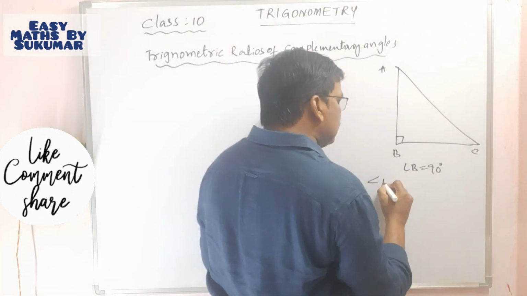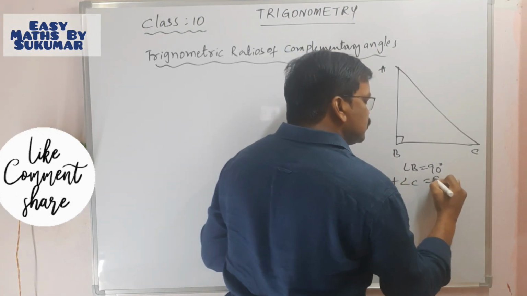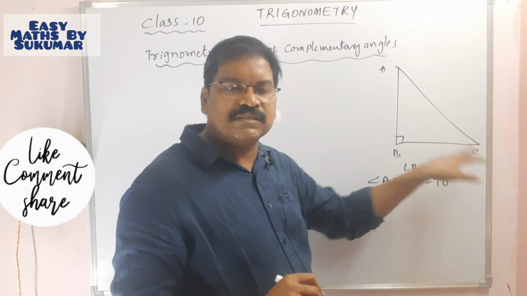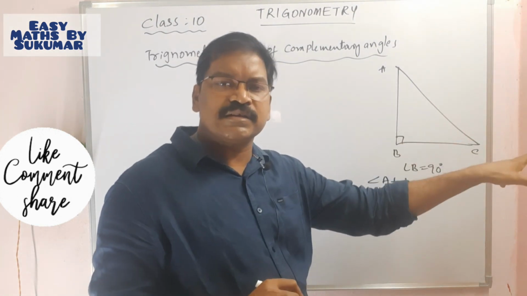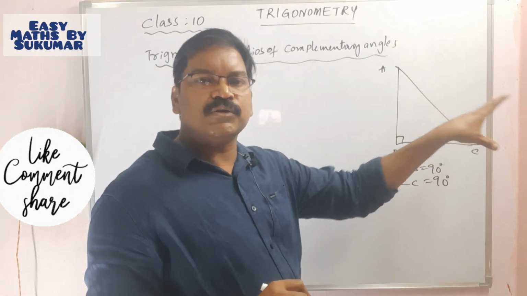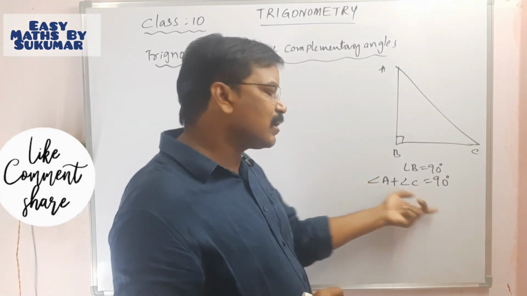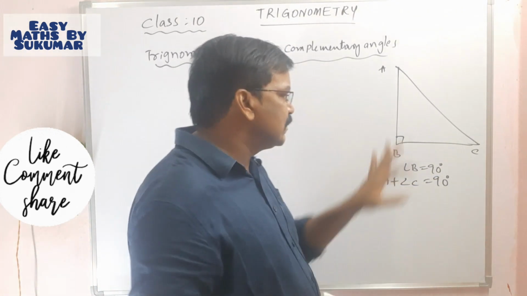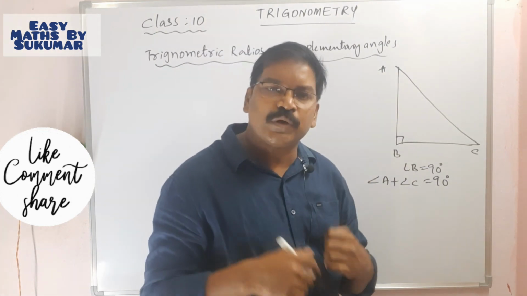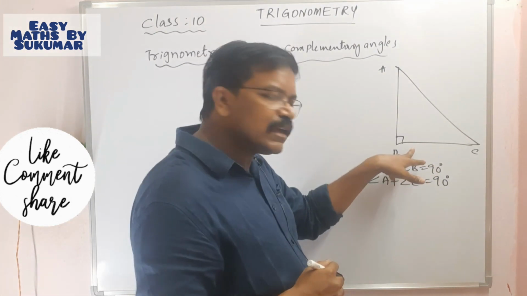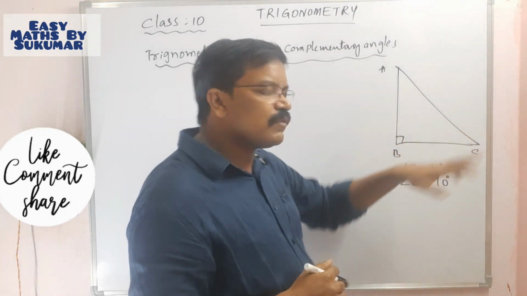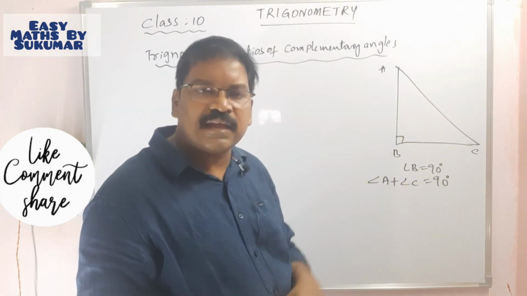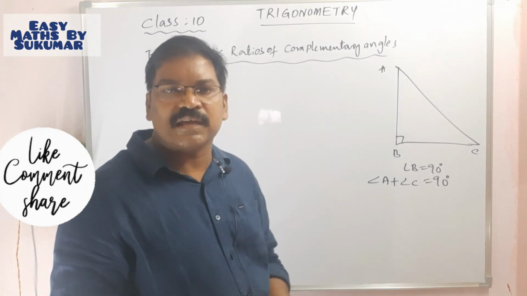So here angle A plus angle C is equal to 90 degrees. The sum must be equal to 90. Why? Because they are complementary angles. The reason behind this is that the sum of the three angles of a triangle is 180 degrees. If one angle is 90 degrees, the sum of the other two angles is 90 degrees. So we can say angle A and angle C are called complementary angles.